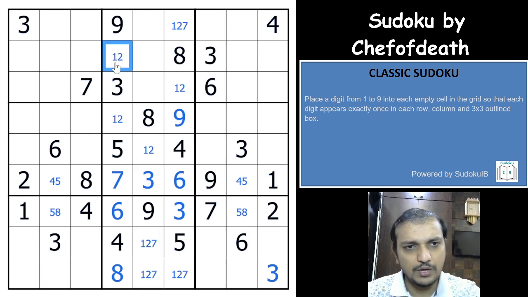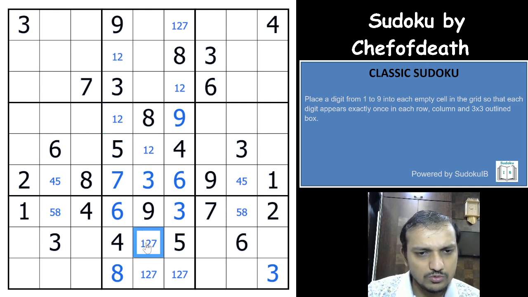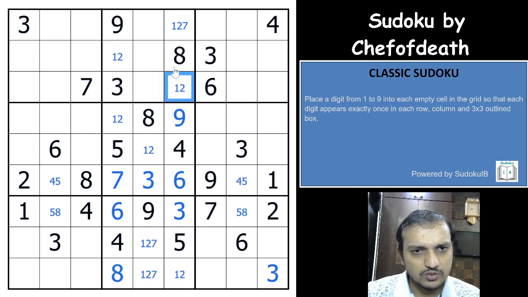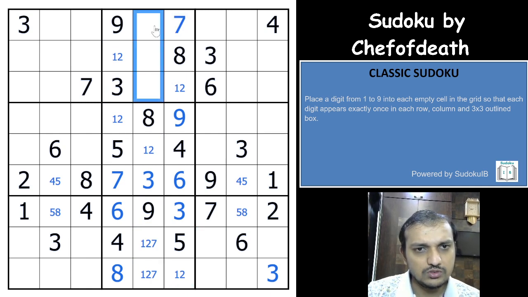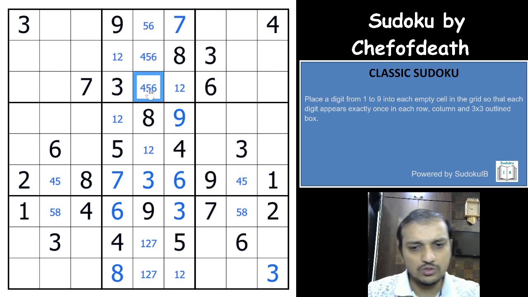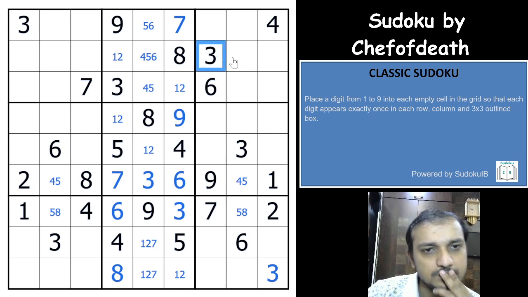You have a 1, 2 pair here in these columns. So 7 is in one of these two cells, so 7 cannot be here, which means this gives you a 1, 2 pair and this is a 7 now. This is 4, 5 and 6 in any order, which means the first cell cannot be 4, the last cell cannot be 6. The start for now is very good.